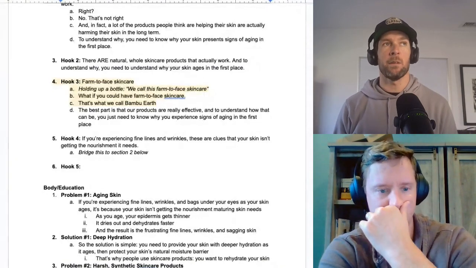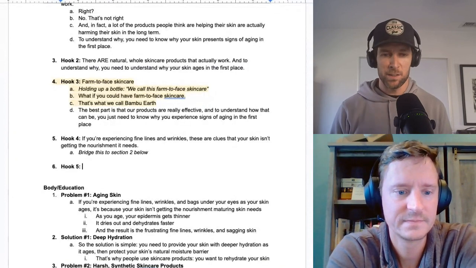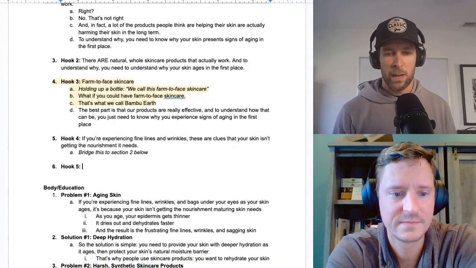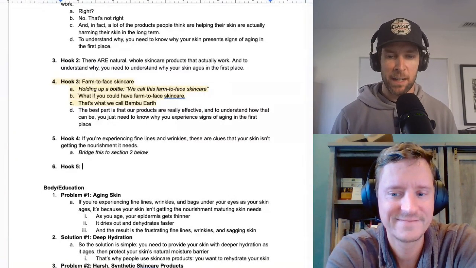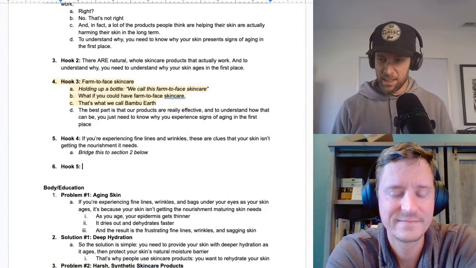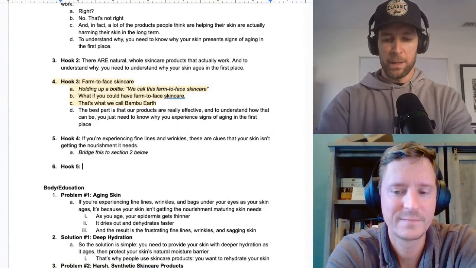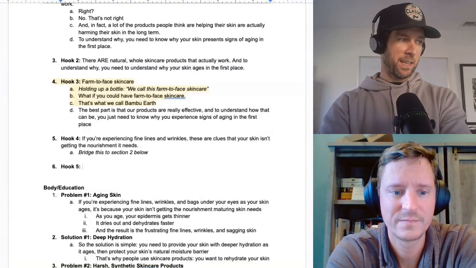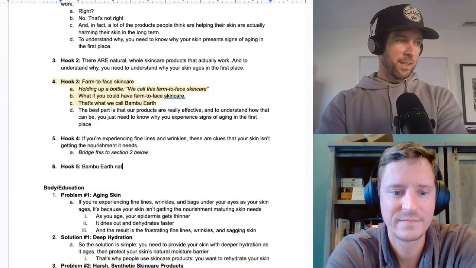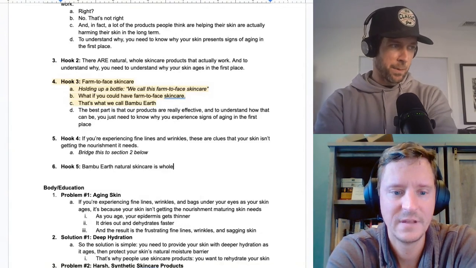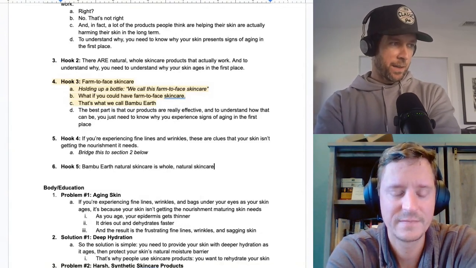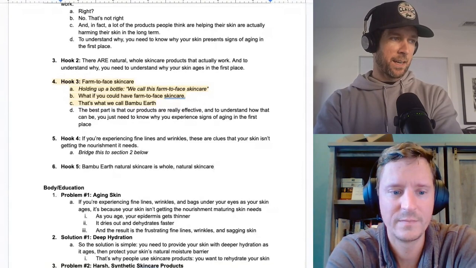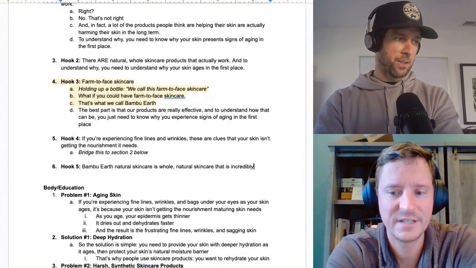And this is one of my favorite things to always do with these hooks. I just call this the be-as-straightforward-as-you-possibly-can hook. This is kind of a control. The thing here would be, Bambu Earth natural skincare is whole natural skincare. Again, I'm just repeating the phrase, but we have to say, it is whole natural skincare that is incredibly effective for treating signs of aging in your skin.